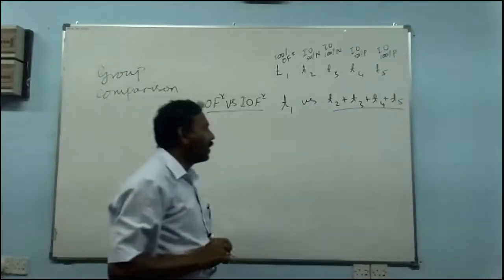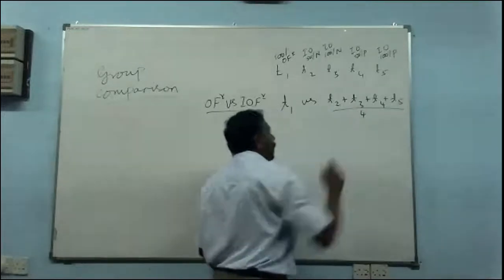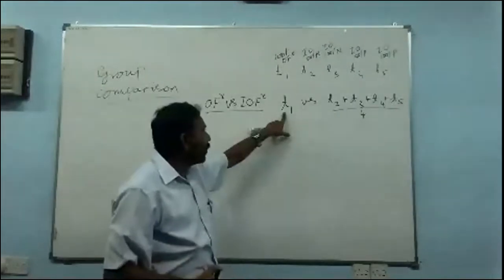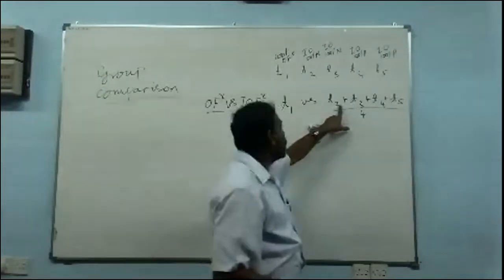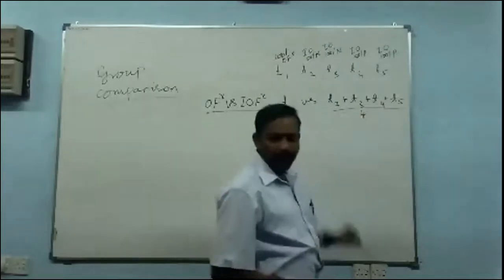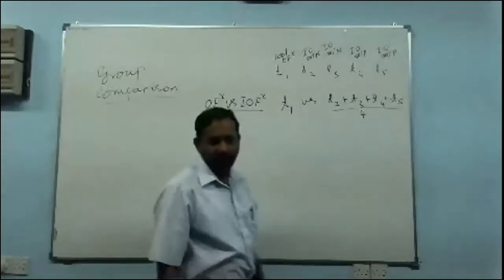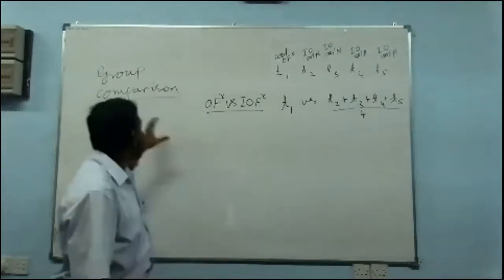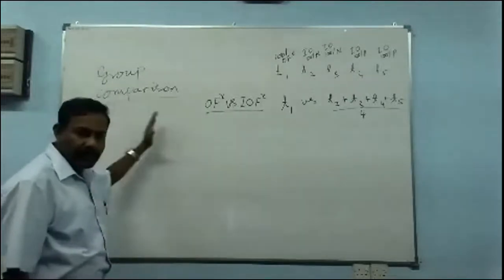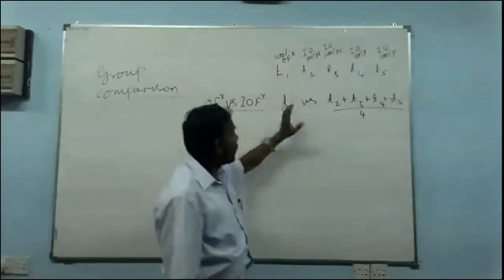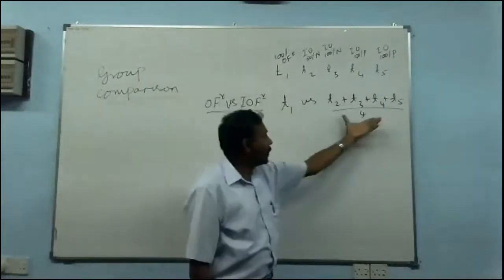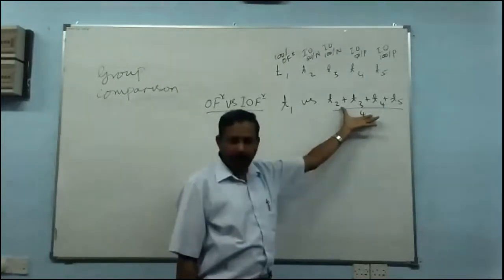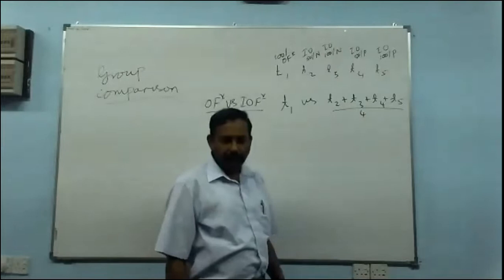Right? So the average of T1 versus the average of T2, T3, T4, T5. Is it clear? So this is what we call group comparison. Earlier we compared only two treatments, T1 versus T2. Here we are comparing a group. This is a group, isn't it? Average of a group. As an example.